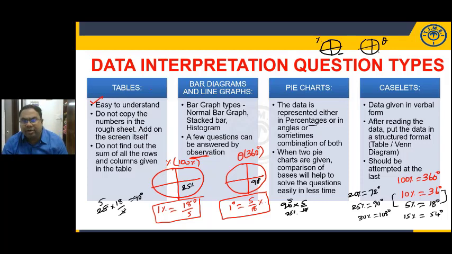Comparison of bases, the total values, if you compare here, it will be easy to answer a few questions. Caselets, data given in verbal form. You have to put that data in a tabular or Venn diagram form. Should be attempted at the last, that too in the prelim exam. Main exam, you have to leave it. These are the points which I thought I would bring to your notice now regarding data interpretation.